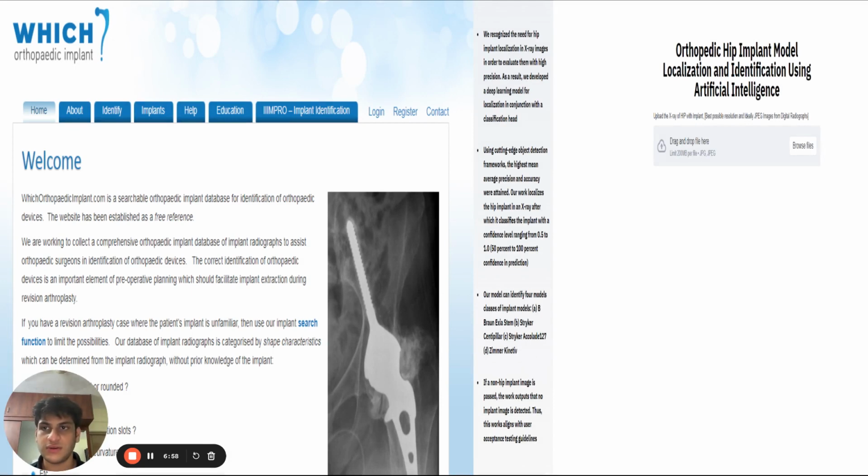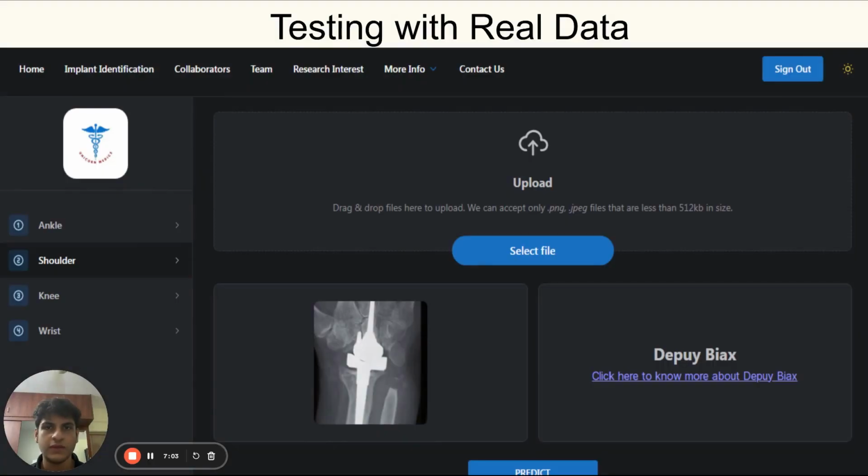Here is how the Which Orthopedic Implant website looks. And this is how the Unicorn Medics website looks. This website allows the model to work with real data. You can upload the X-ray image of the shoulder implant you want, and the model will give you the name of that implant.